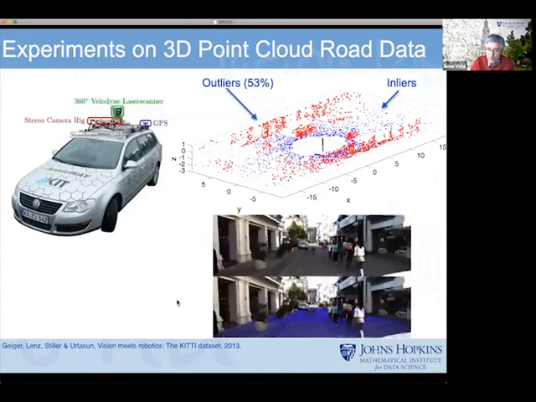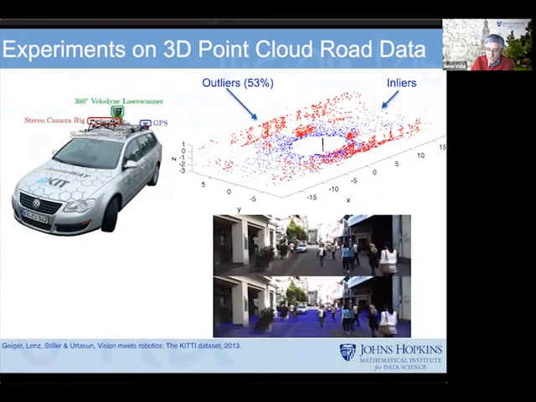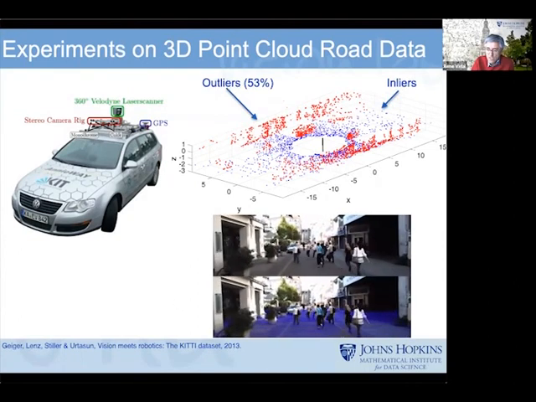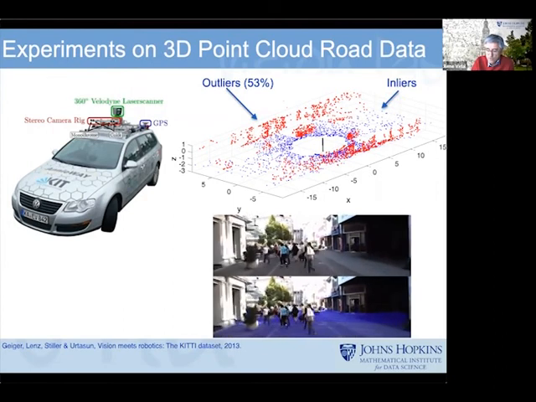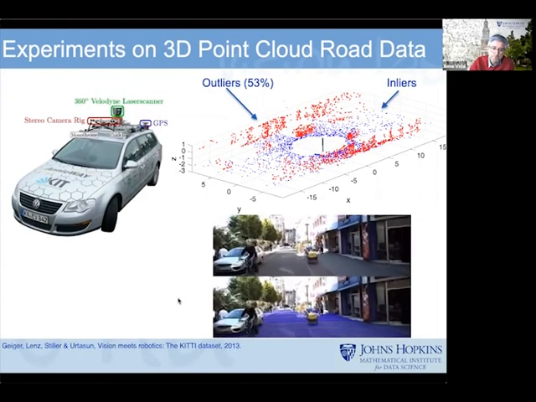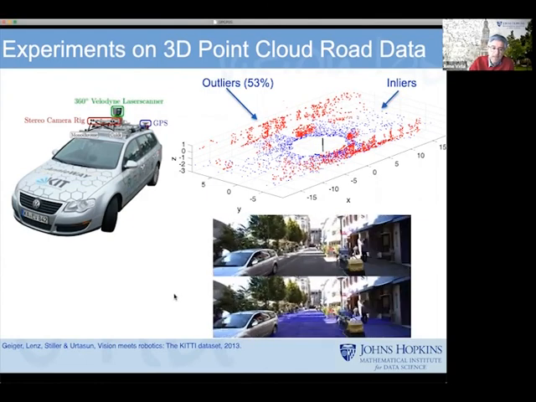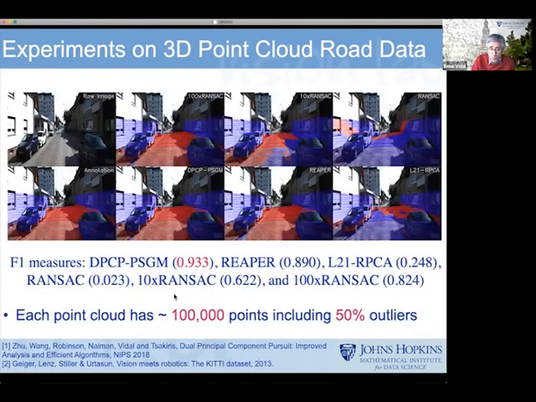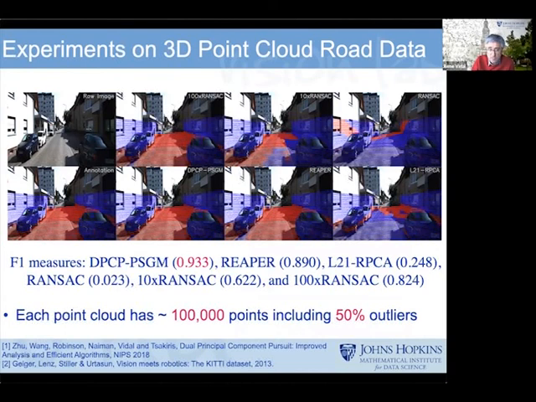And this is an example of different frames of the video, and this is annotated, as you can see, with all of the blue points being those that correspond to the ground plane. Okay. So what we do is that we run a variety of different algorithms, RANSAC, projected subgradient method, REAPER, and whatnot. And then once the algorithm finishes, you're able to estimate the ground plane.